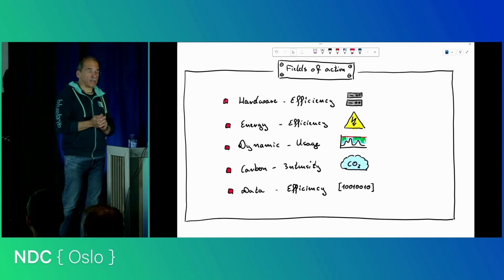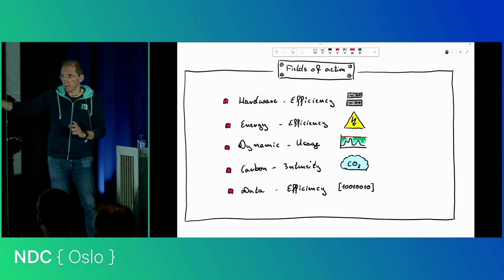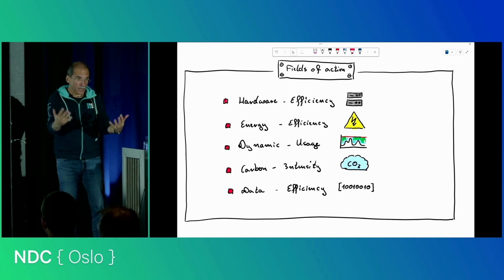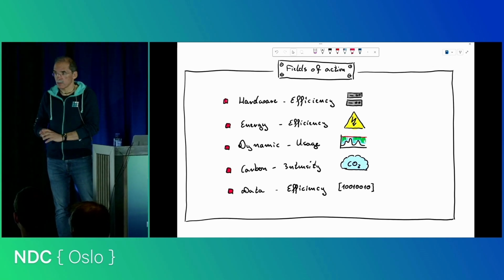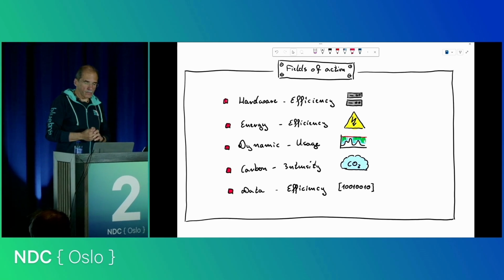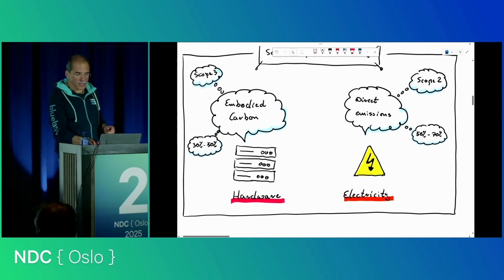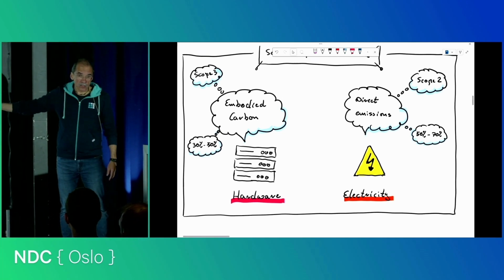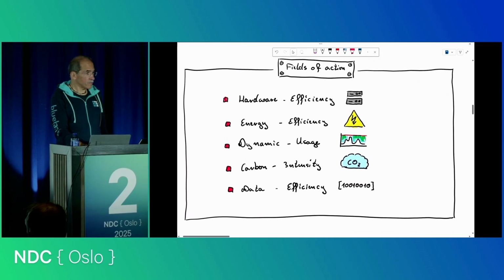The next step is that my applications and systems are running. We have dynamic load. We never have constant load over time in our applications. So what about dynamic usage of resources? Scaling. We will talk about that. Then we will talk about carbon intensity, the relation between energy and emissions, so we can also play around with that. So this is the roadmap.